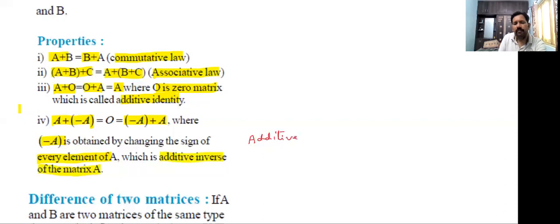Additive inverse of the matrix A is what? Minus A.